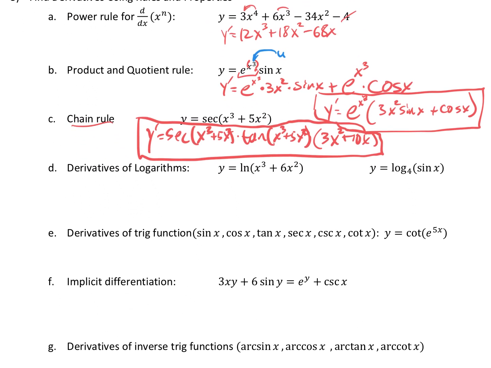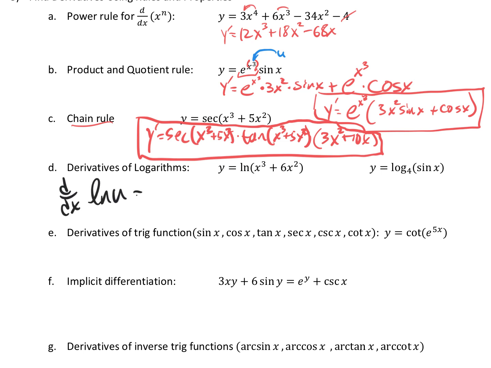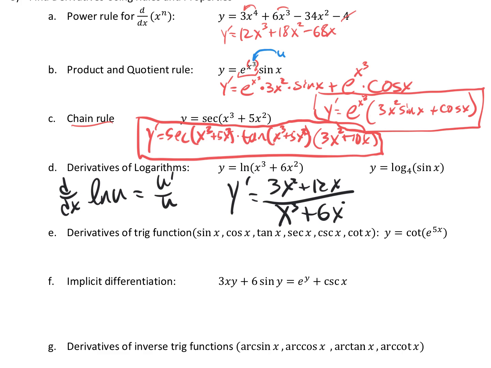Couple more here, derivatives that is. So logarithms: the derivative of a natural log of u is u prime over u. So y prime here is the derivative of the inside, 3x squared plus 12x, all over u, which is x cubed plus 6x squared.